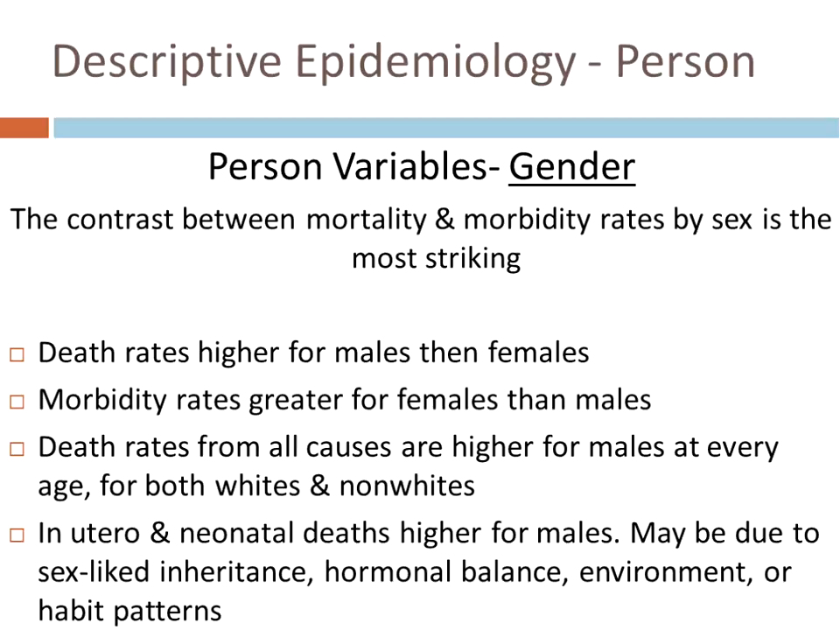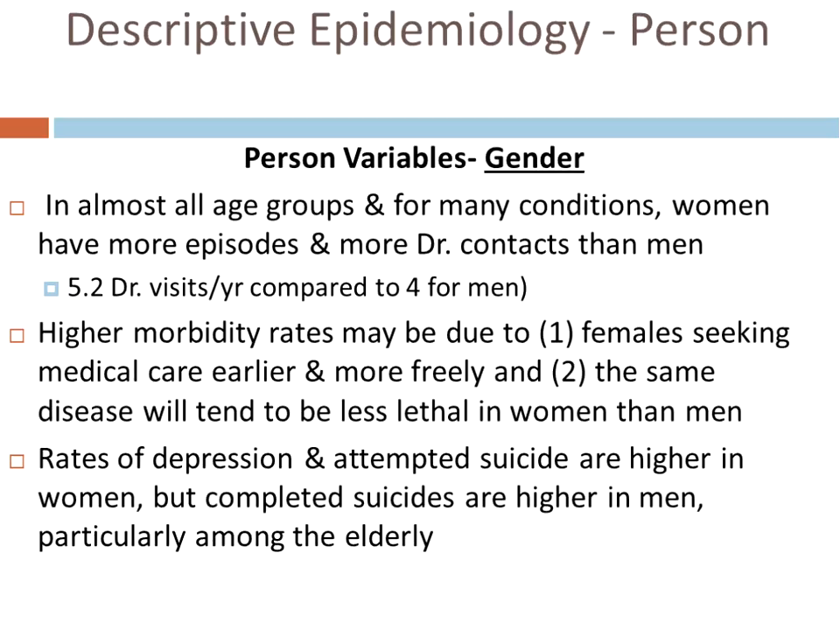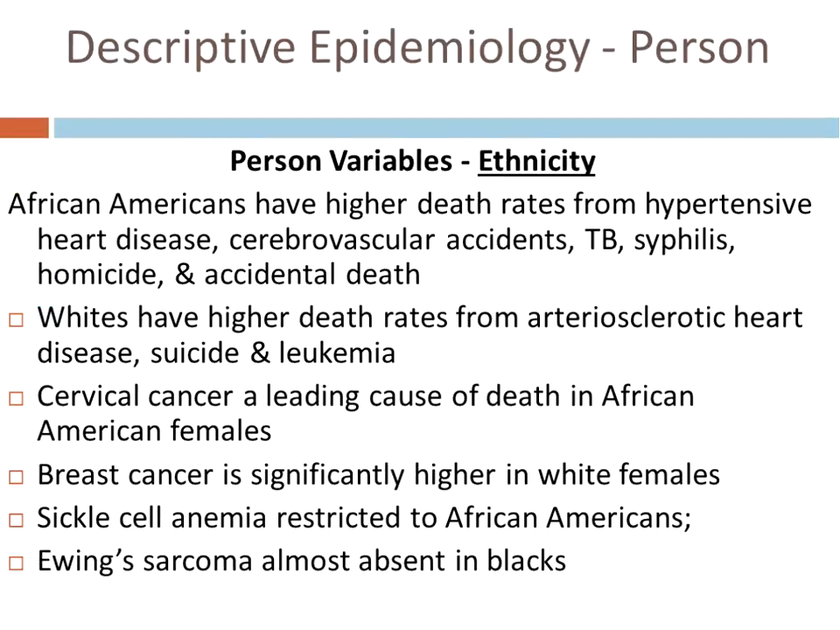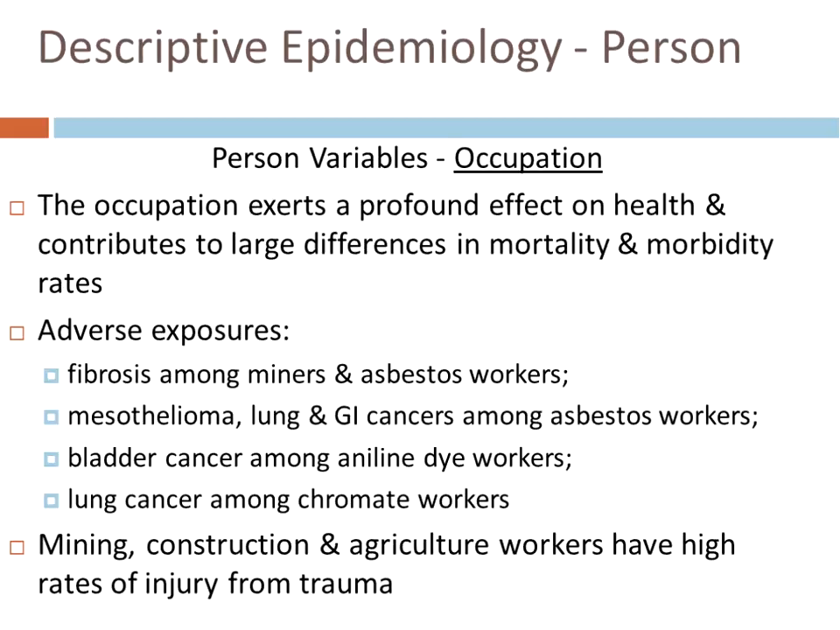And the contrast in morbidity and mortality between males and females is pretty striking. Mortality rates for males are higher than in females. Men are more likely to die than women, but women are more likely to develop disease. Morbidity rates are higher for females than in males. Death rates for males vary by whites and non-whites. So we talked about gender already. Ethnicity: there are some diseases in which only certain ethnicities contract them.